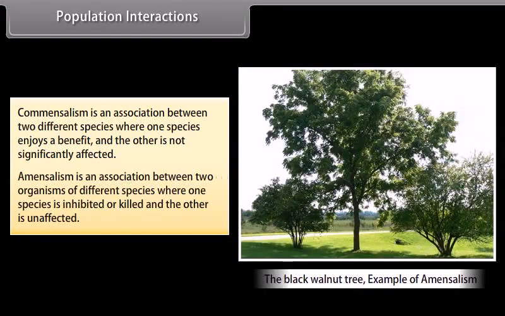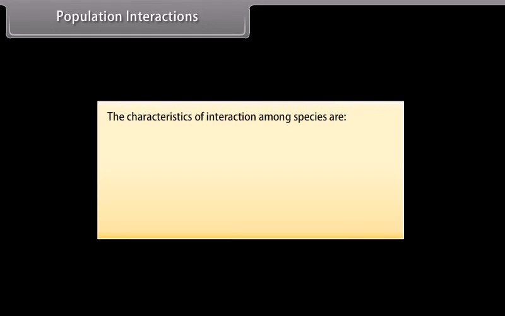Amensalism is an association between two organisms of different species where one species is inhibited or killed and the other is unaffected. The characteristics of interaction among species are predation, competition, parasitism, commensalism, and mutualism.